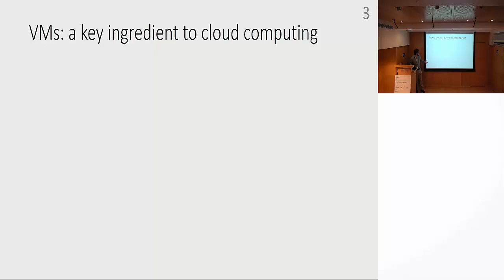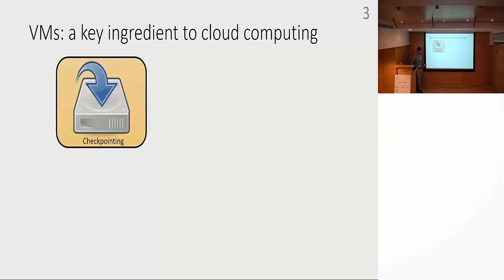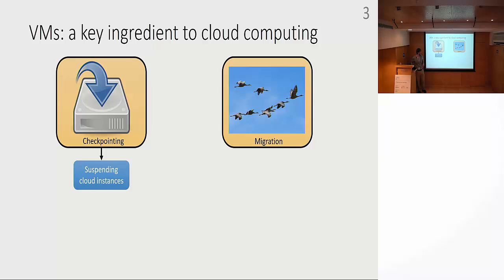So VMs are still a key ingredient to cloud computing. They provide useful functionality to developers. For instance, they provide checkpointing. By that I mean the ability to suspend a VM and resume it later. They've also provided us with migration, the ability to move a VM from one machine to another.